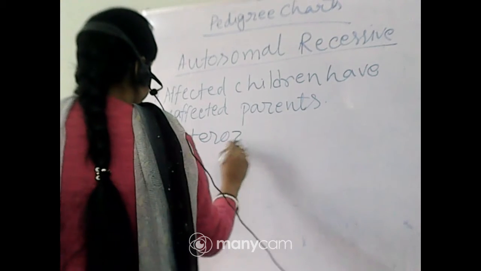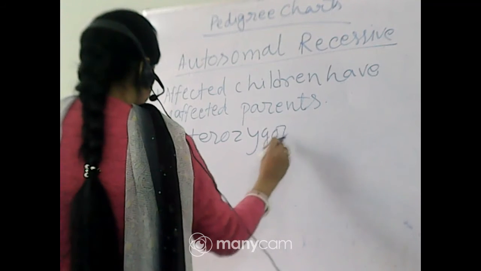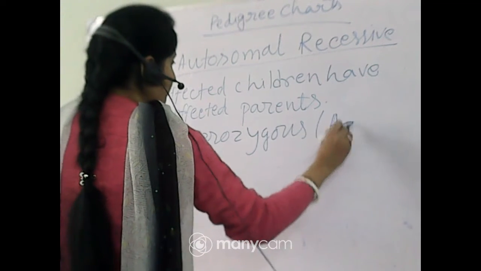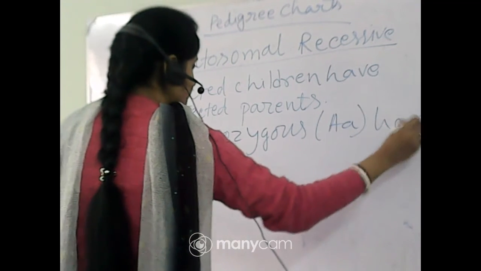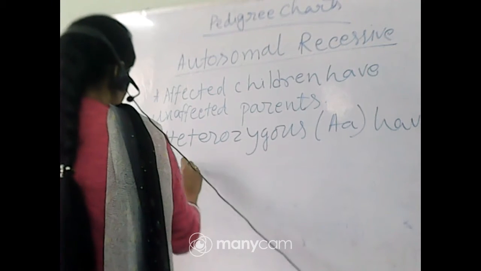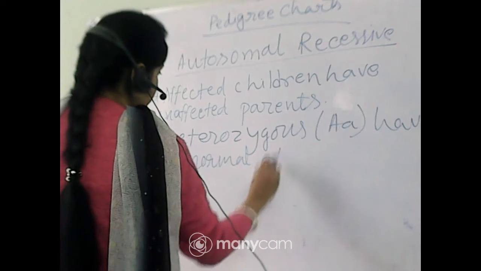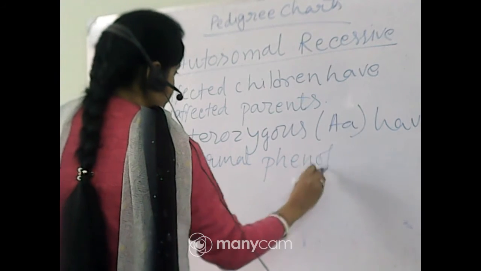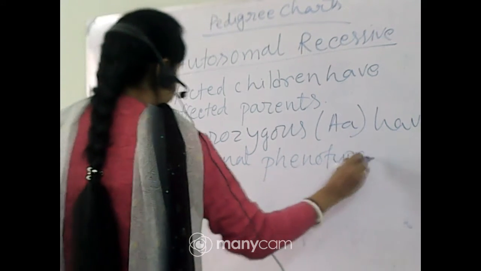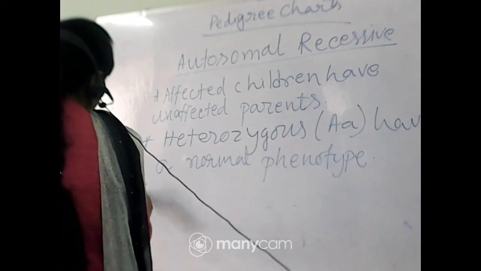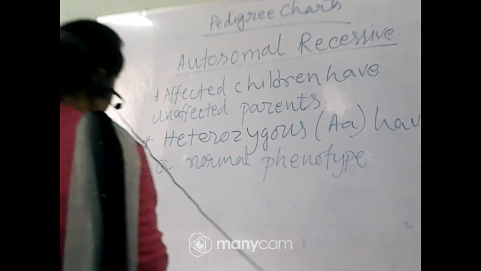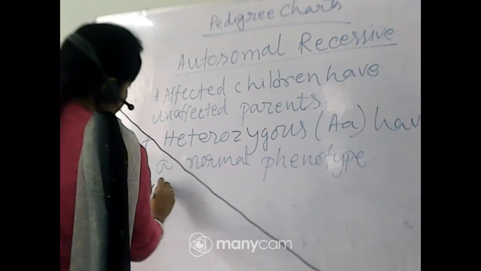Heterozygous have a normal phenotype. Third one, two affected parents will always have affected children.